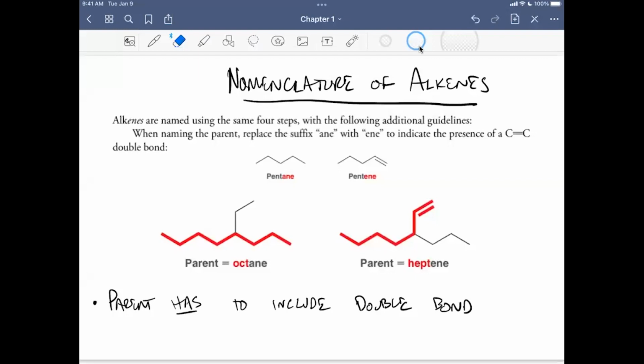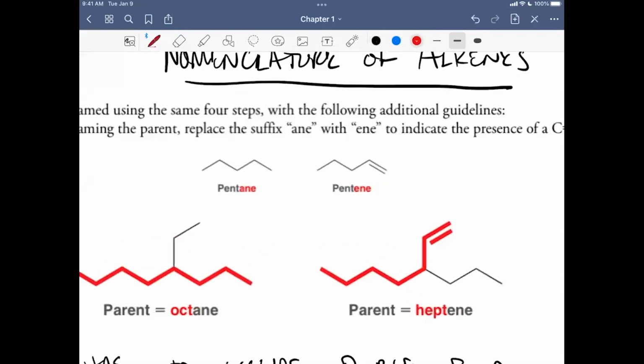Hey guys, in today's video I'm going to be going over the nomenclature on alkenes. So it's different than alkynes. We're dealing with double bonds now in this new chapter. So you can see right here the ending changes. So the suffix goes from ane to ene.